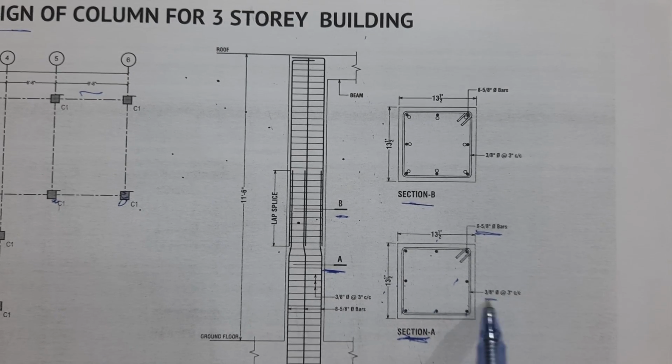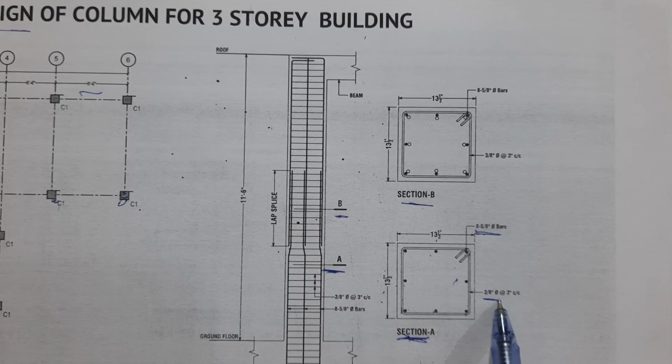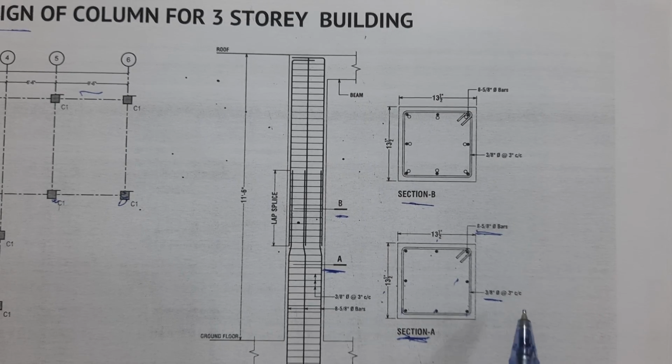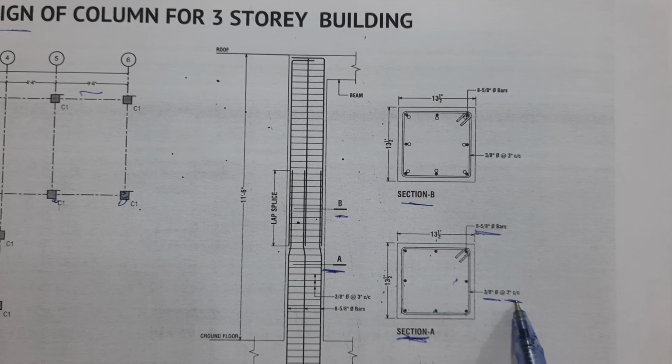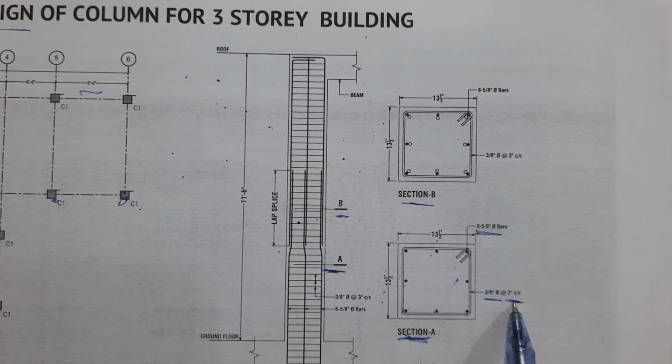On the other side, we have 3/8 inch diameter, or normally 10 millimeter diameter steel rod, especially for the lateral ties, with a spacing of 3 inches. You can see it clearly.